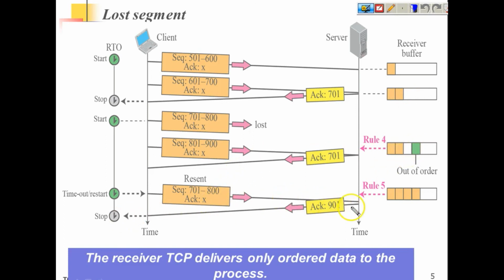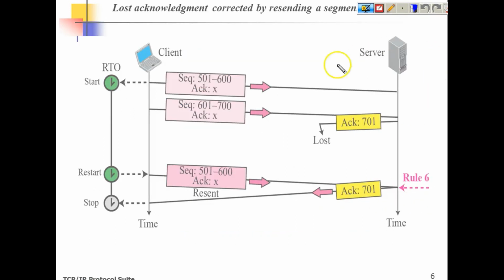So here you can see how rule number 5 is implemented. Whenever the missing segment reaches the other side, it will be immediately acknowledged to the sender that this is the particular byte number I am waiting for. Then you can see another scenario to understand rule number 6. Two packets are delivered. This is 501 to 600 with acknowledgement X. This is rule number 1. Again, this follows rule number 1: data is delivered and also carries the acknowledgement.